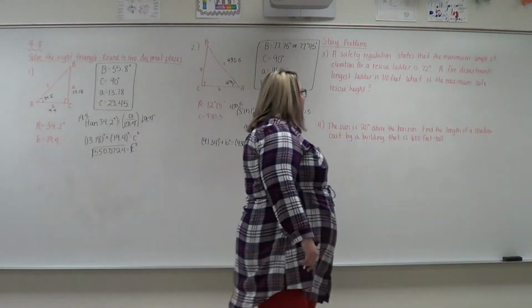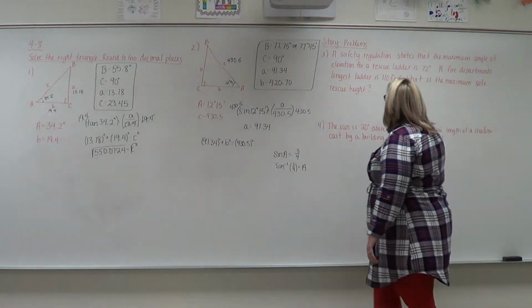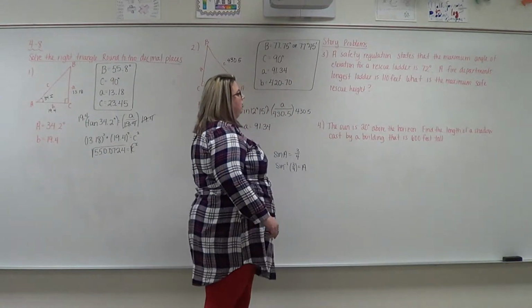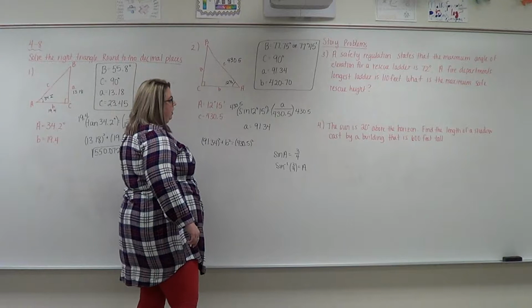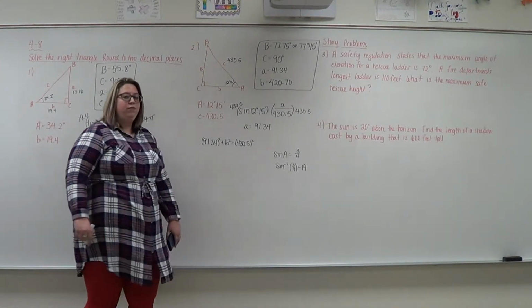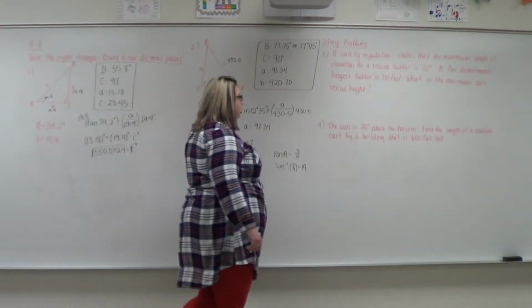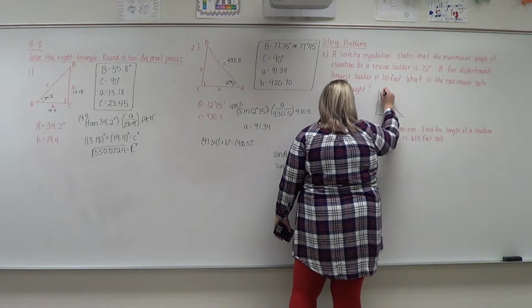Okay, story problems. Number 3, a safety regulation states that the maximum angle of elevation for a rescue ladder is 72 degrees. A fire department's longest ladder is 110 feet. What is the maximum safe rescue height? Okay, all of these are right triangles. You don't have to draw a picture. I just think it makes it easier if you do.